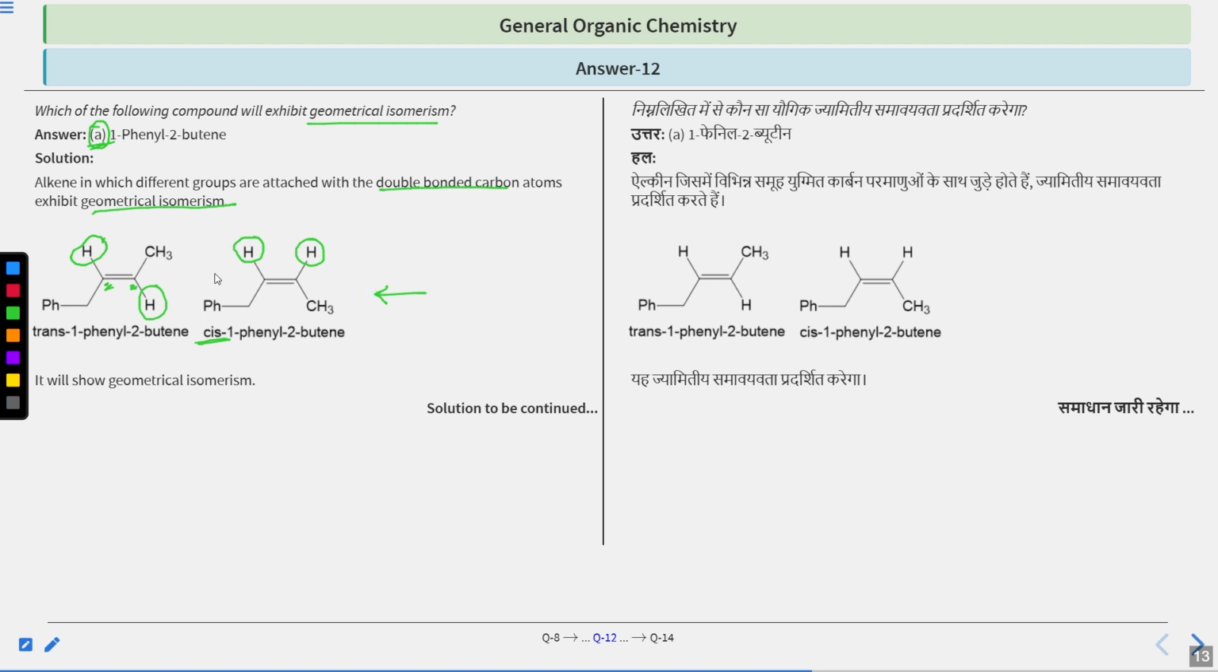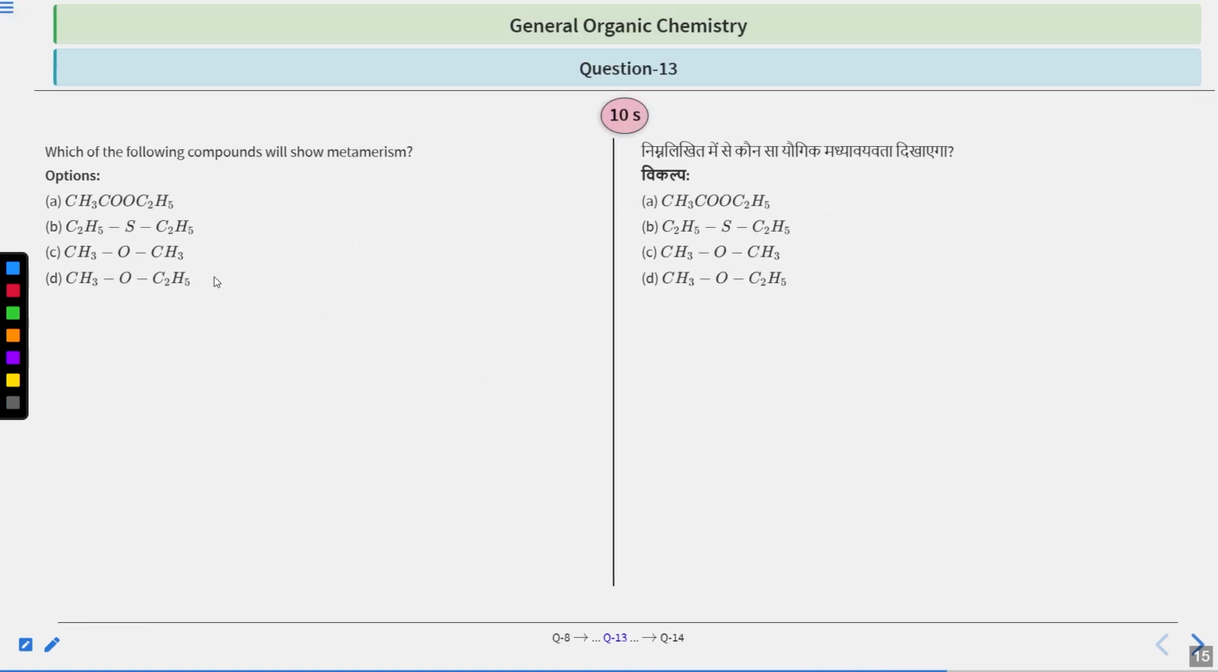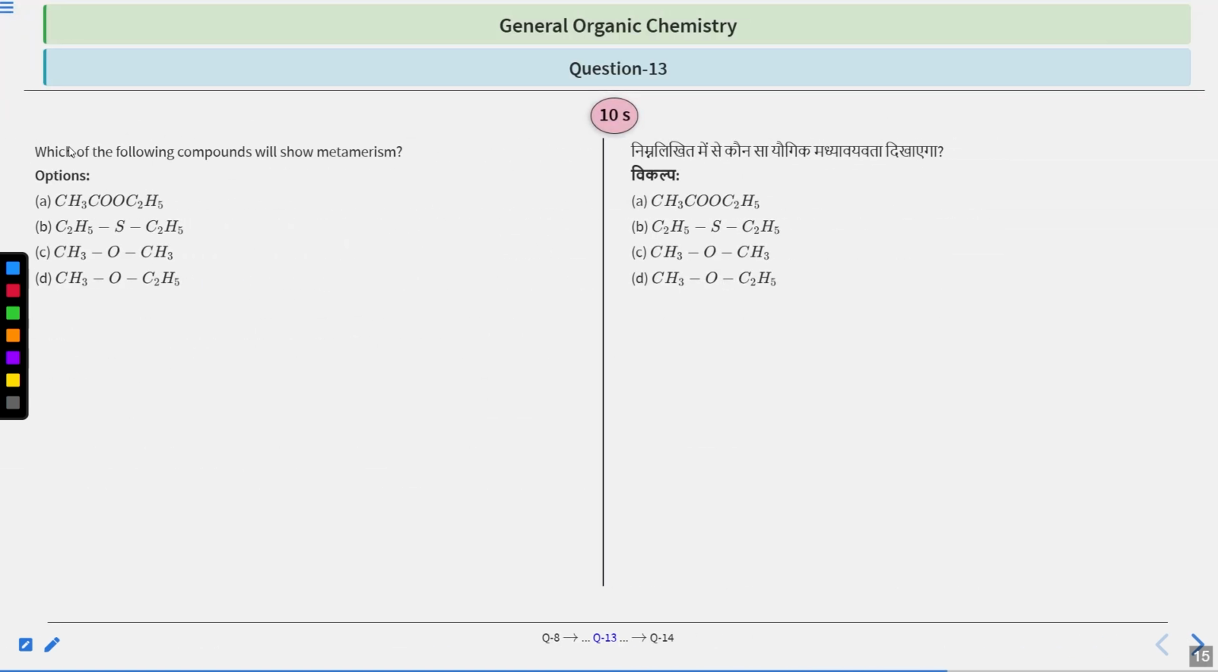Okay. Now let's move on to the next question. Question number 30. Which of the following compounds will show metamerism? It is also a type of isomerism, metamerism. We have to tell which compound from the options shows metamerism. Options are CH3COOC2H5, C2H5SC2H5, CH3OCH3, or CH3OC2H5. So you have 10 seconds to solve this question. After that, we will see the answer.